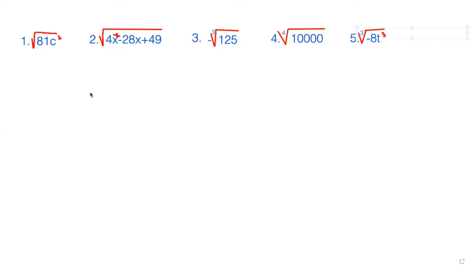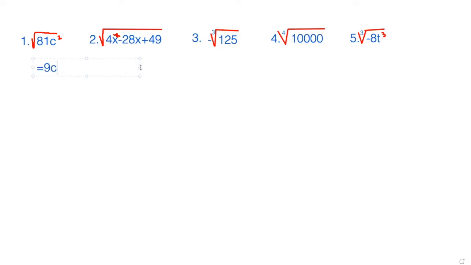Hello, in this video, I'm going to do some more problems with radicals. So here we have the first one as a square root of 81c square. As you all know, 9 times 9 is 81. So the answer will be 9c for the first one.